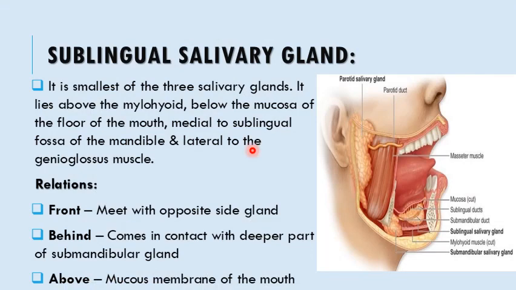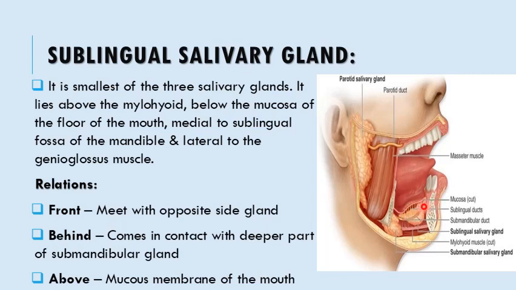Now the sublingual salivary gland, it is also paired and the smallest of the three salivary glands. It lies above the mylohyoid and below the mucosa of the floor of the mouth. And look at this diagram. Here you can see the relations of the sublingual gland. This is the sublingual gland, and in this diagram you can see the relations.